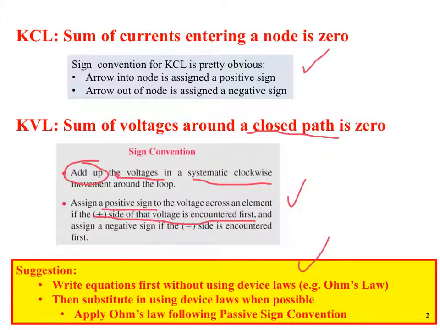We'll do that soon enough when we get into loop and mesh and nodal. But I'd like you to just hang for a while and learn how to write out the equations first without using the specific device law, so that you can see that what you're really doing is just adding up voltages when you go around a loop. This is for KVL in particular.